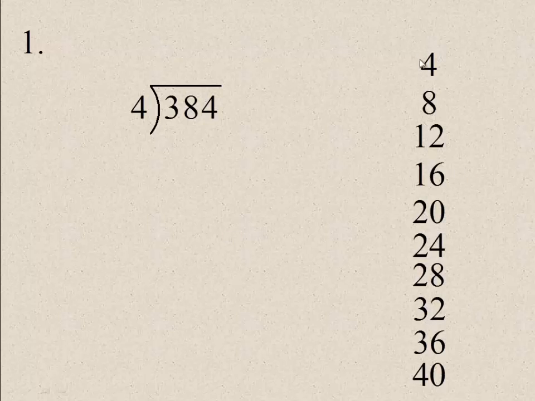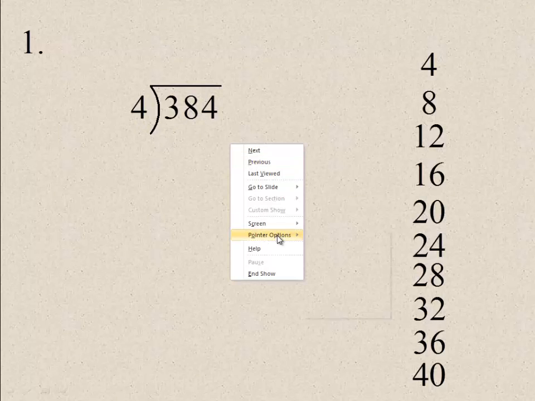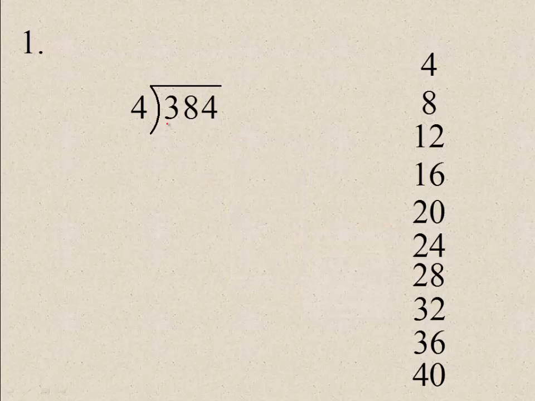Once I've written down the multiples of 4, I will call this the right hand side. When I work with these multiples, I need to look at how I'm going to work with the multiples to give me the answer to this problem. So I'm going to start off here with the divisor 4, and I'm going to ask myself, can 4 go into 3? The answer is no, because 3 is less than 4. Can 4 go into 38? Most obviously it would go, because 38 is greater than 4.